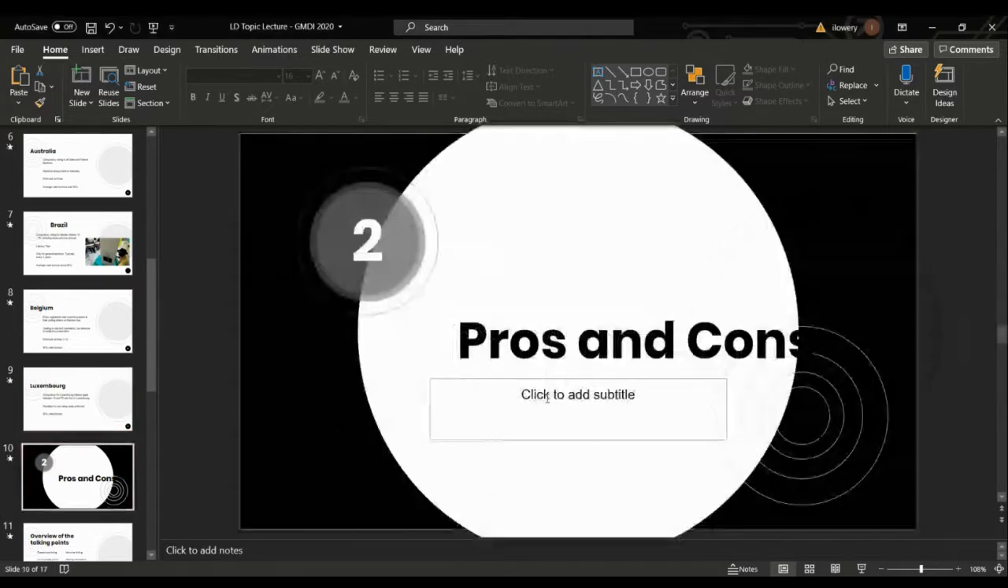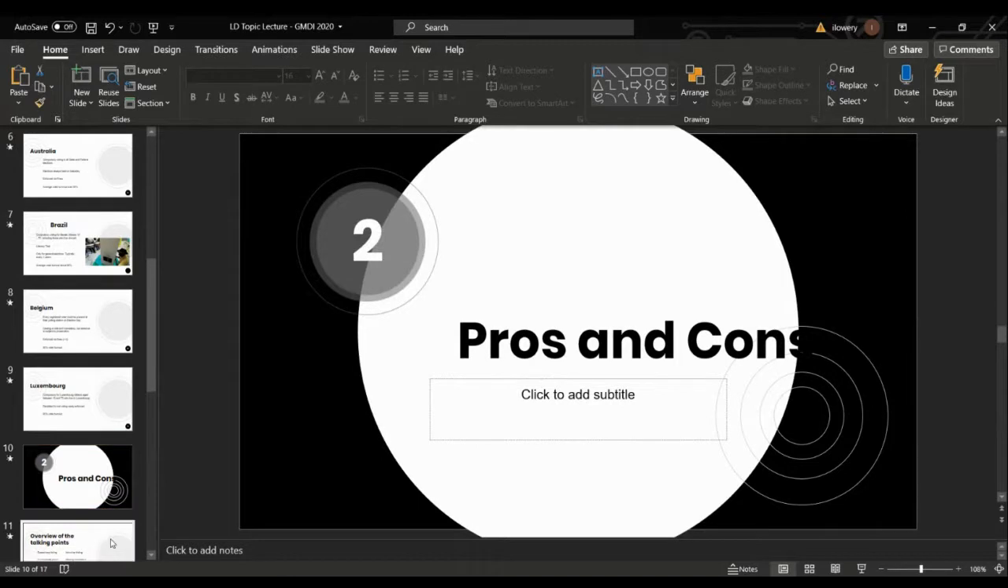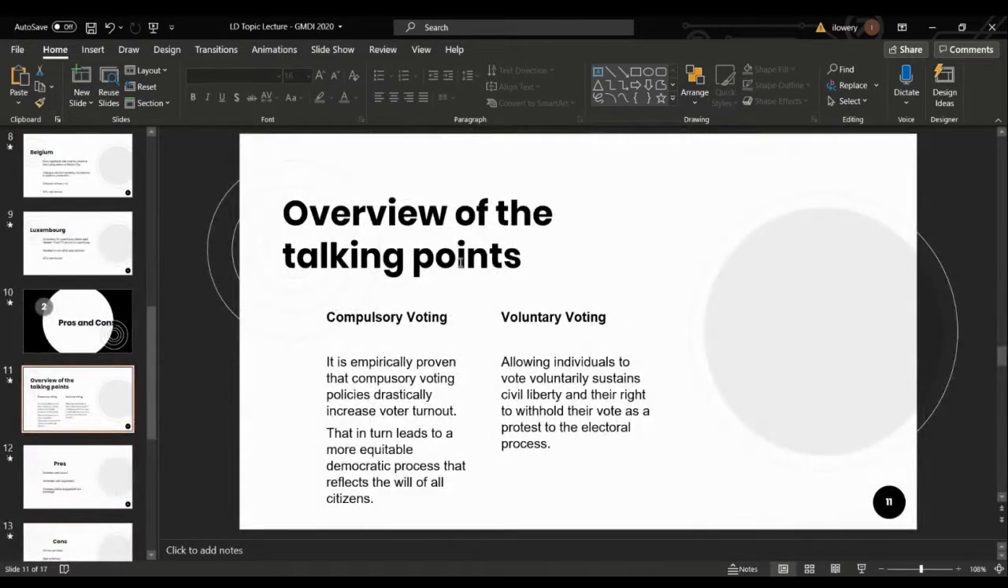All right. Next, we're going to go over the general pros and cons. I'm going to give you a brief overview of the talking points of both sides of the issue. All right, so for compulsory voting, there's no question, it's empirically proven to drastically increase voter turnout. And the argument there is that more turnout leads to a more fair and equitable democratic process that actually reflects the will of almost all citizens.